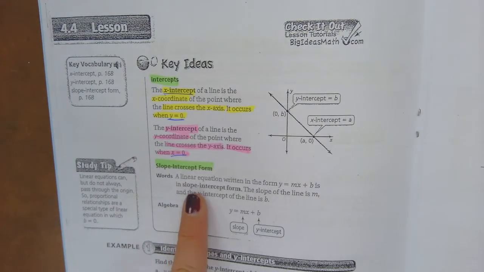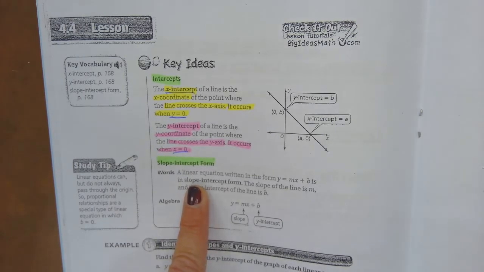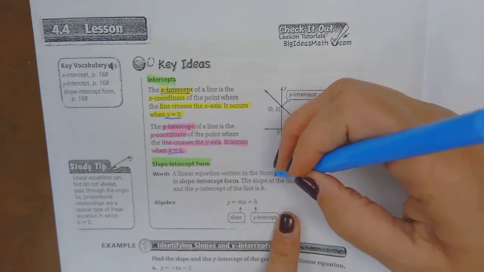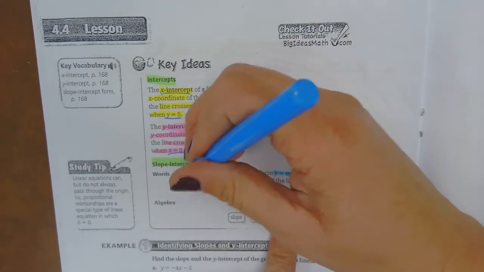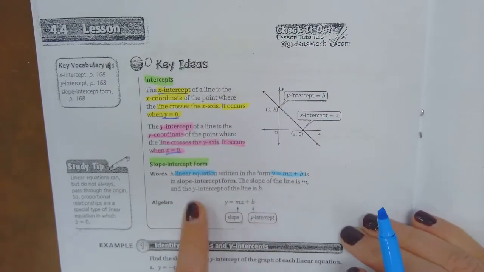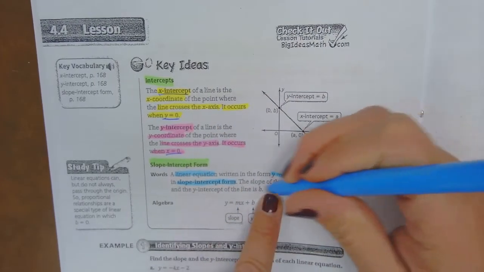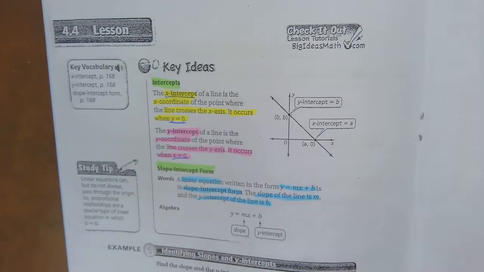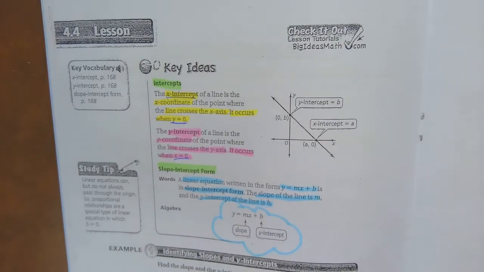Now, the slope-intercept form is a linear equation written in the form of y equals mx plus b, and that's considered slope-intercept form. The slope of the line is m, and the y-intercept of the line is b. And this right here is what you need to remember.